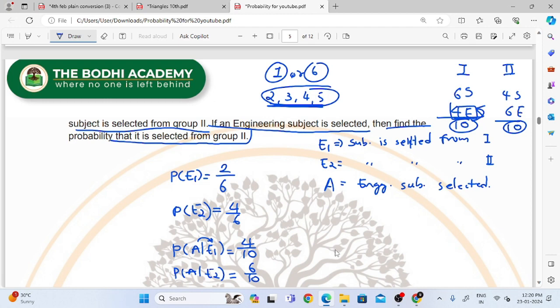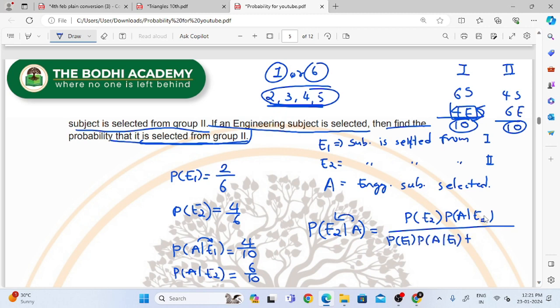Now the question is to find the probability that it is selected from group 2. That means we have to find P of E2 given A. That means the engineering subject is selected already and it is found to be from group 2. Okay, so the formula is P of E2 into P of A given E2, divided by the total of these outcomes. That means P of E1 into P of A given E1 plus P of E2 into P of A given E2.